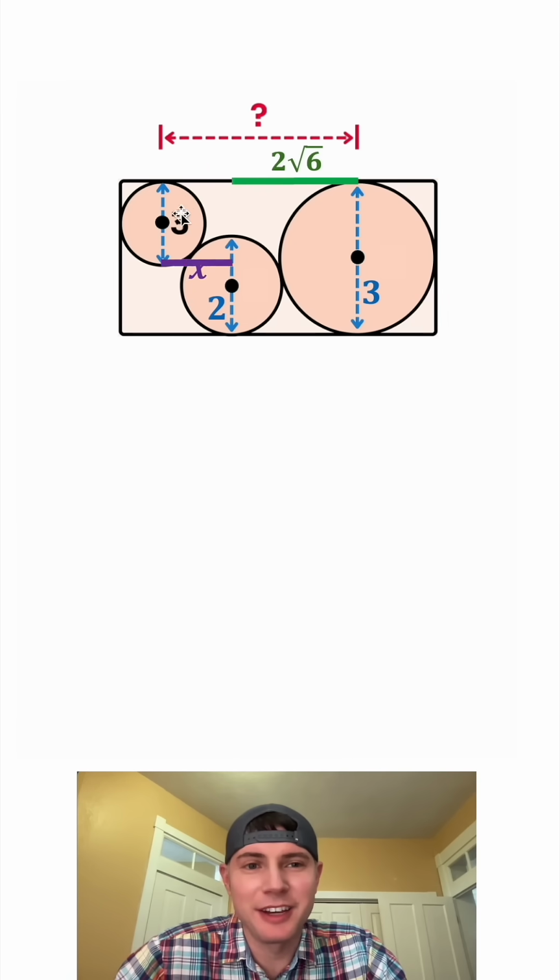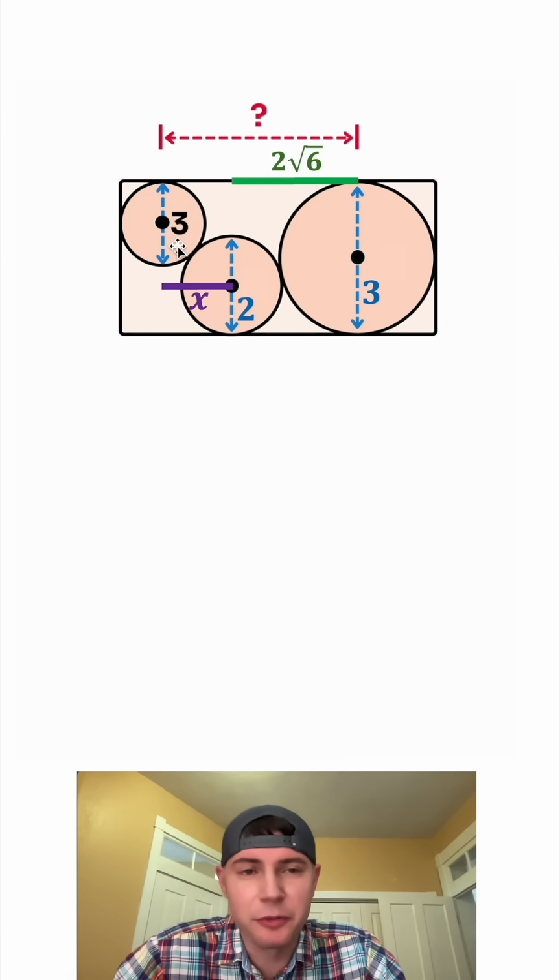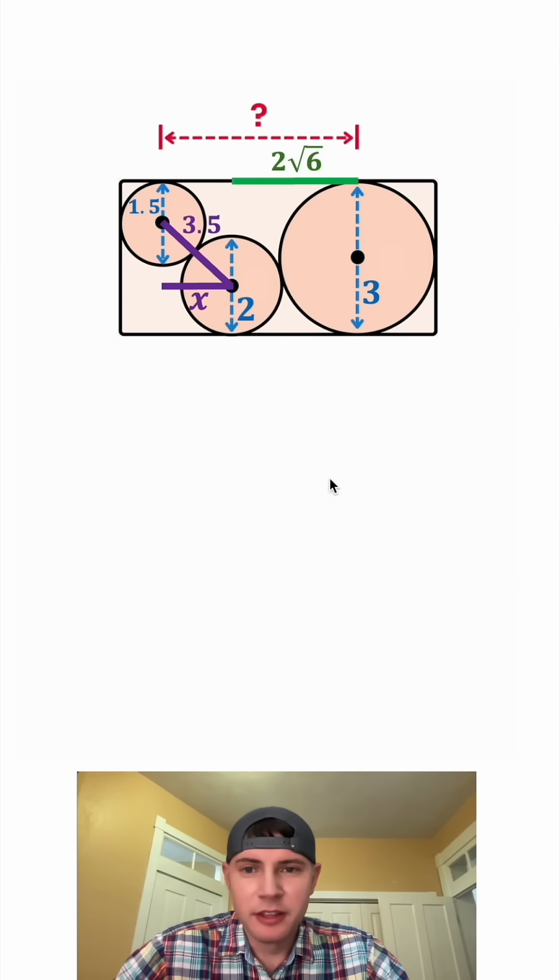Now let's work on the x. This circle has a diameter of 3, which means the radius is 1.5. Let's connect these two centers, which will be made up of this radius of 1.5 and this radius of 2, so the whole thing will have a length of 3.5. Then let's drop this perpendicular and let's find its distance.